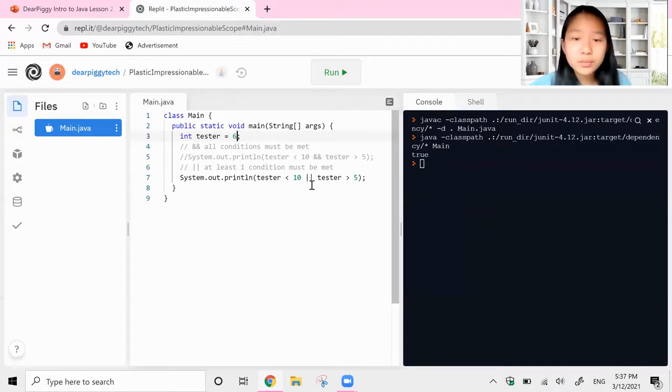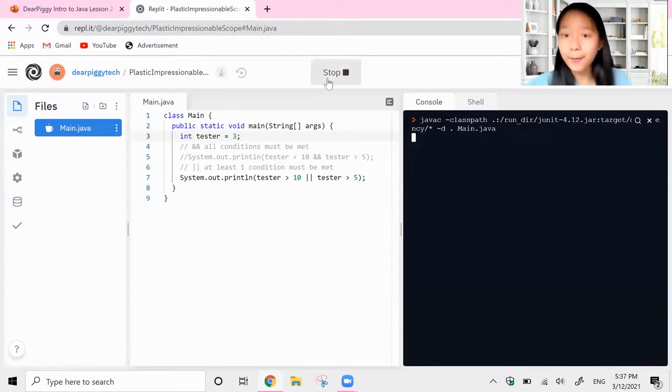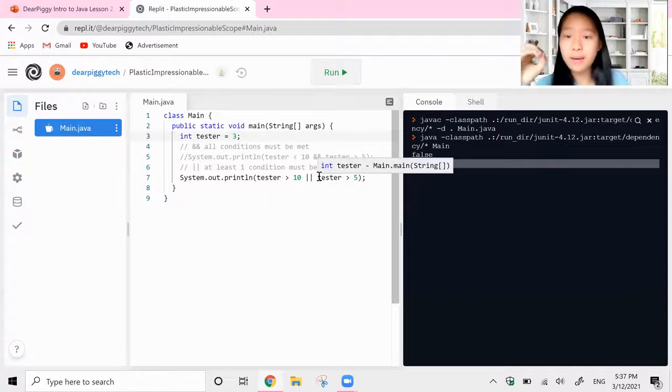Right, now let's give a number that does not meet any of them. Well, then these would have to contradict, wouldn't they? So let's say tester has to be greater than 10, or tester has to be greater than 5, and set this equal to 3. So that means that this would not work because 3 is not greater than 10. 3 is also not greater than 5. So notice that when I run my code now, you'll see that you get, what do we get? False, right? Because 0 conditions were met and 0 is not at least 1.